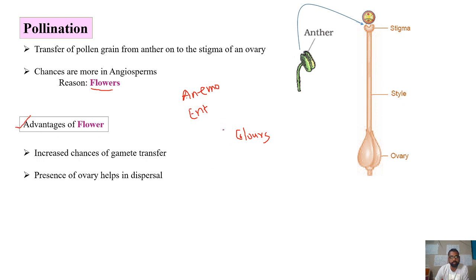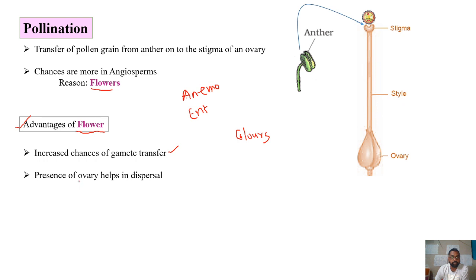So as we know, from gymnosperms to angiosperms, one important evolutionary change that happened is the formation of flowers. The flowers will always increase the chance of gamete transfer, which is one important thing regarding the flowers. That's why the angiosperms are so successful when compared to the lower plant divisions.